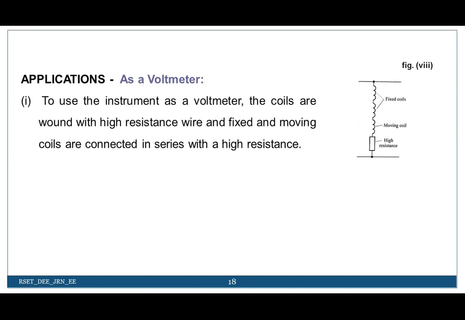Now, to use the meter as a voltmeter, the coils are wound with high resistance wire, and fixed and moving coils are connected in series with an extra high resistor. You can see over here.